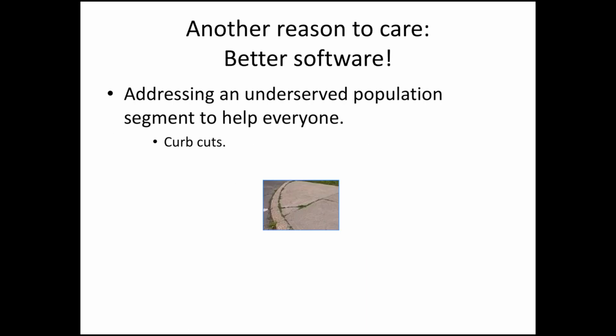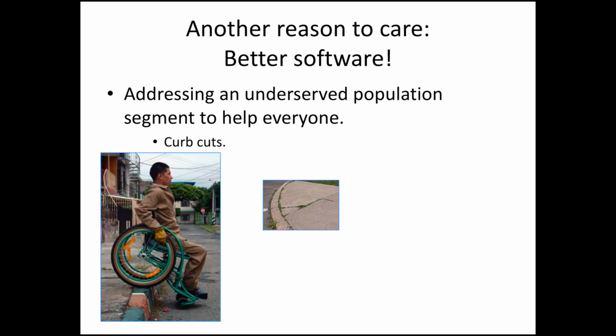And here's another reason to care too, and that's the quality of software itself. It turns out the design community knows this, that addressing some segment of the population that's been underserved by a product tends to help everyone. And the classic example of this is curb cuts, those cutout places in the sidewalk. So way back in the olden days, when I was a kid and many of you weren't even born, there were no curb cuts. And somebody noticed and said, wow, this is really terrible, that they have to deal with that, and curb cuts were born.